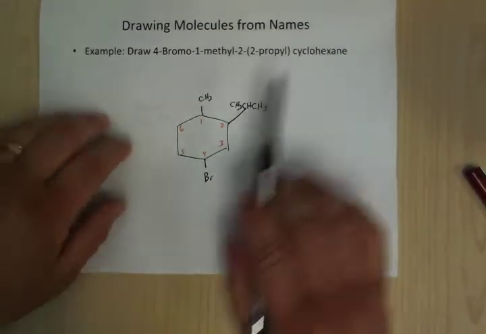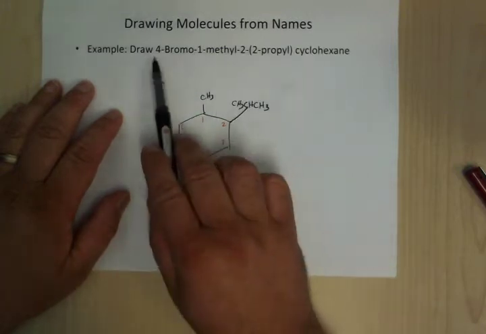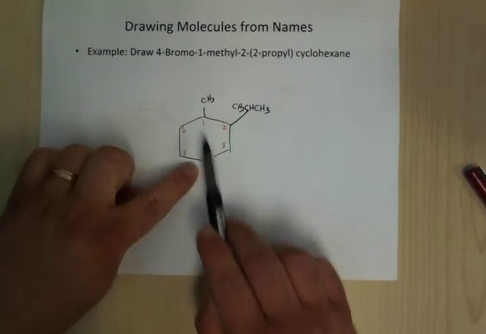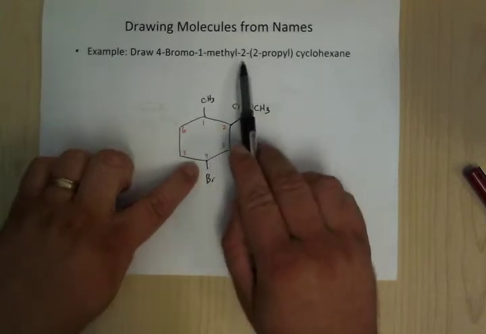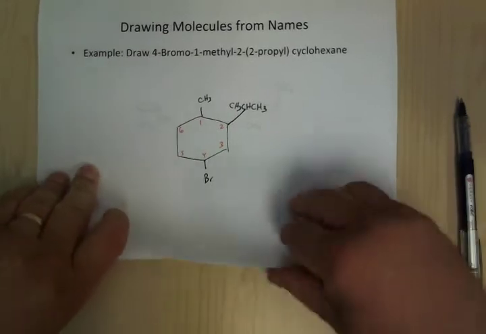We have a cyclohexane, right? So we have a hexagon here. Off of carbon 4 we have a bromine. Off of carbon 1 we have a methyl. Off of carbon 2 we have a 2-propyl group. So there you go.